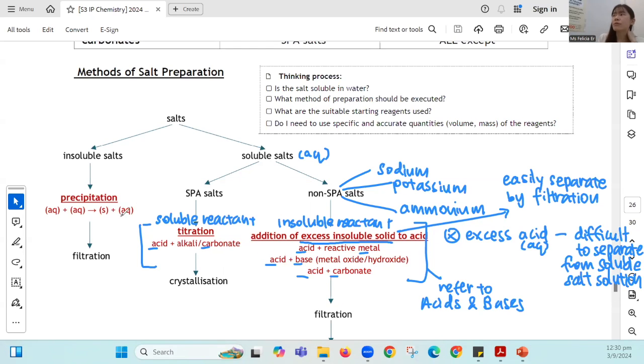Then done. After you carry it out, you need to obtain the salt. For titration, since your salt is in liquid form, like the aqueous state, you need to do crystallization to obtain it. And usually we choose crystallization, not evaporation to dryness. Do you all know why? Why do we do crystallization and not evaporation to dryness?